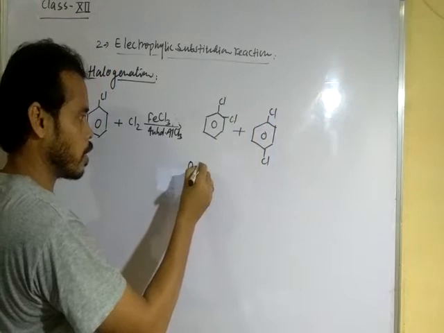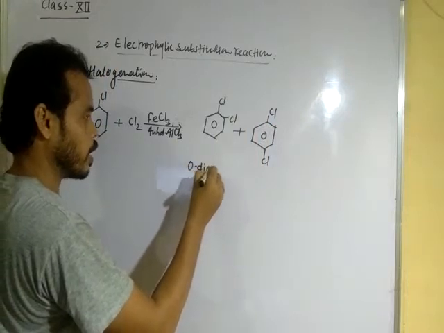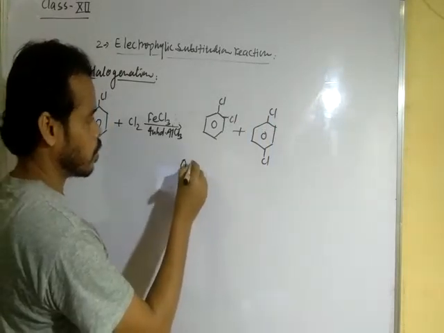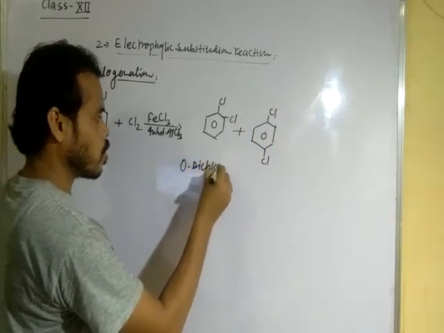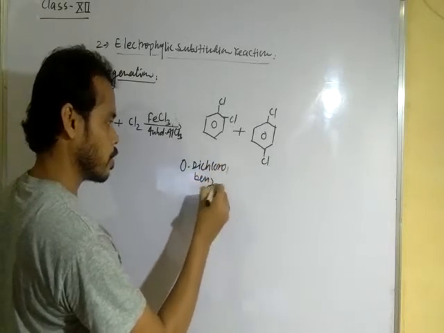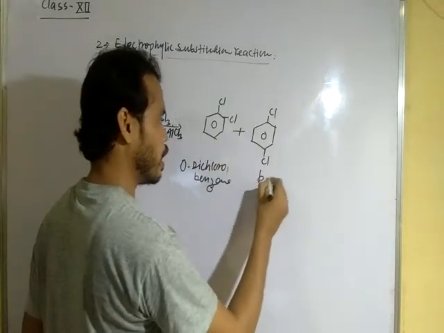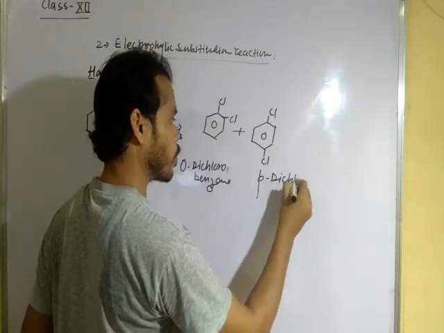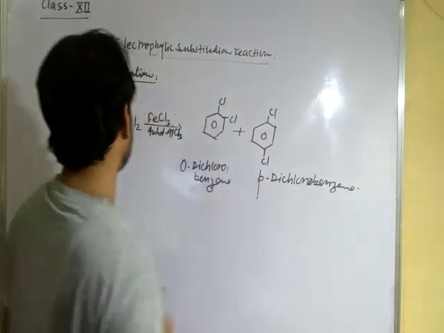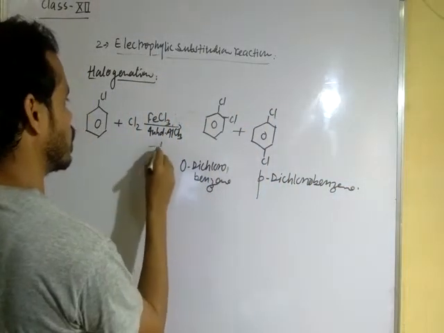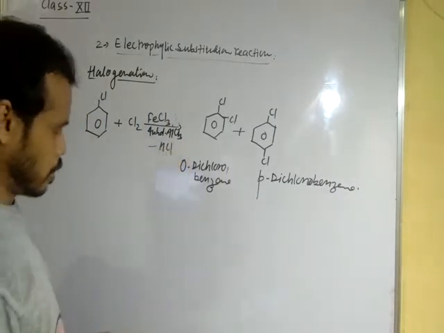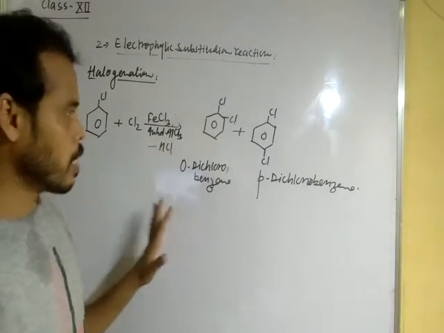So orthodichlorobenzene, the D should be capital, orthodichlorobenzene, and it is para-dichlorobenzene. The byproduct is HCl. Clear? Here there is no need to balance the reaction.